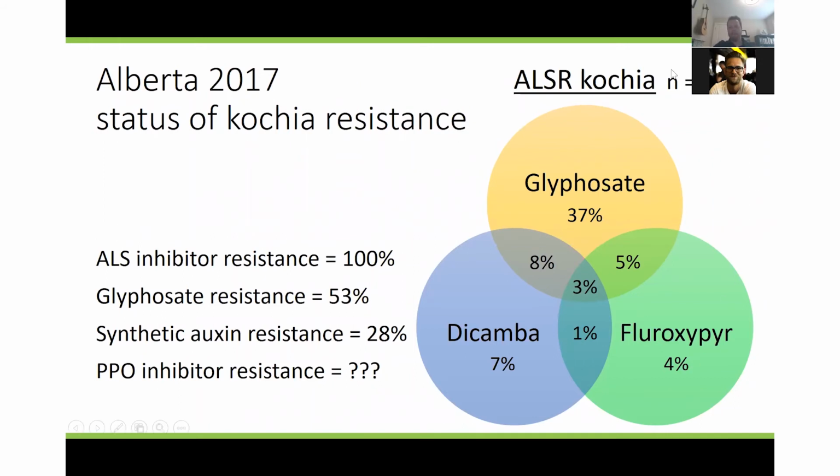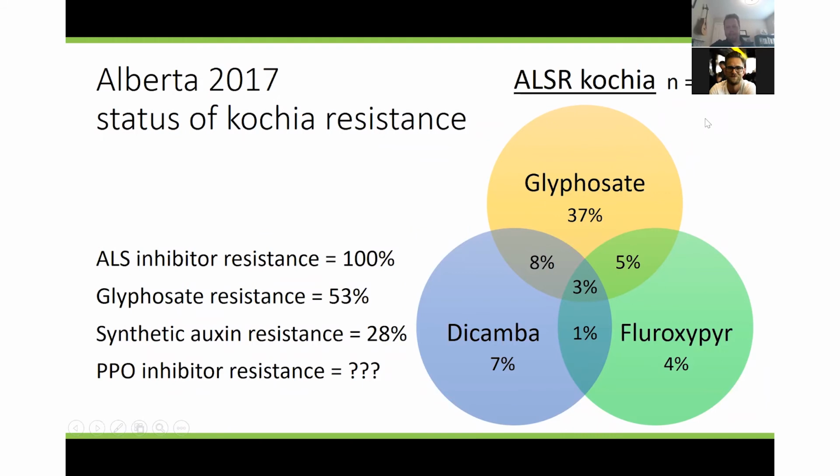Out of the 300 populations that still had viable seed, these are the results that showed up here. Obviously the overlapping of the circles is showing resistance to multiple herbicides. It's important to note that glyphosate is its own mode of action, whereas dicamba and fluroxypyr are different chemical classes, but both considered synthetic auxins or group 4 herbicides.